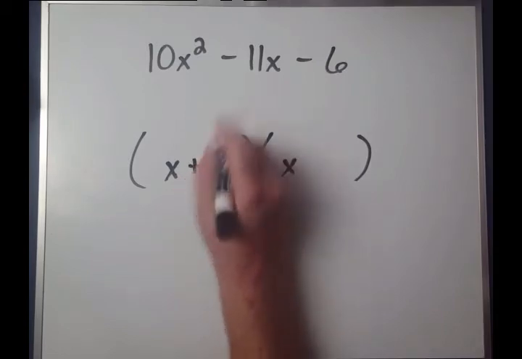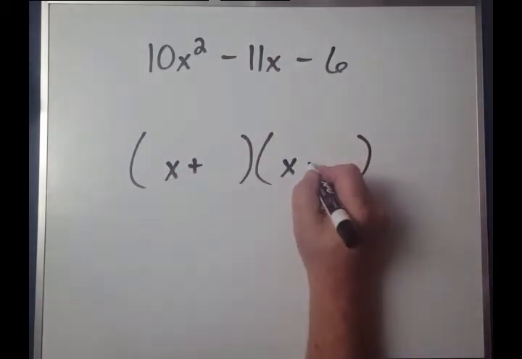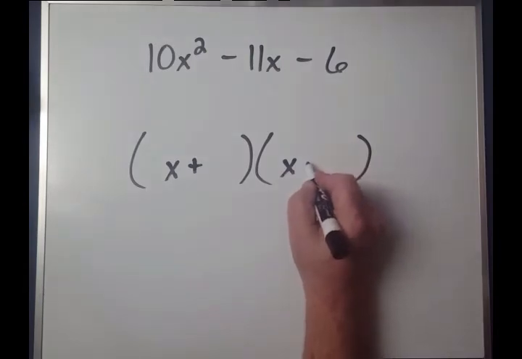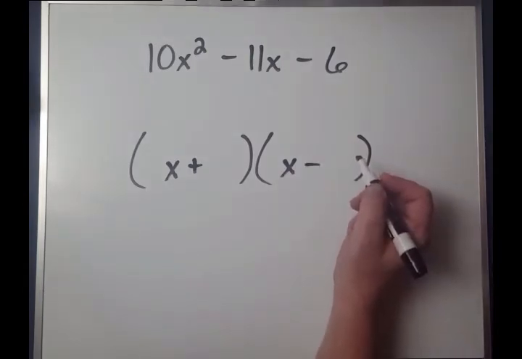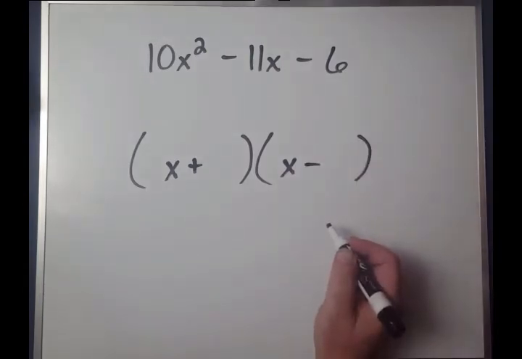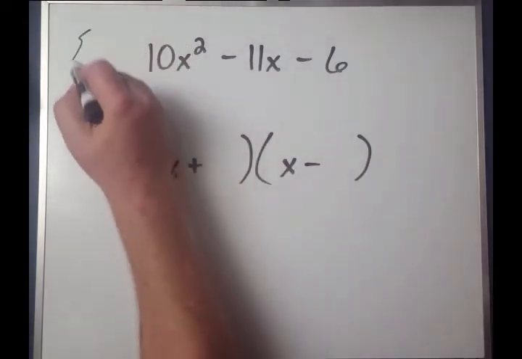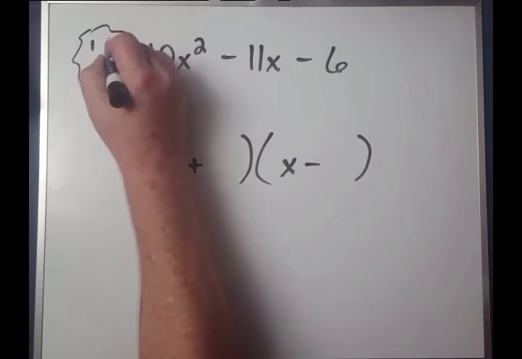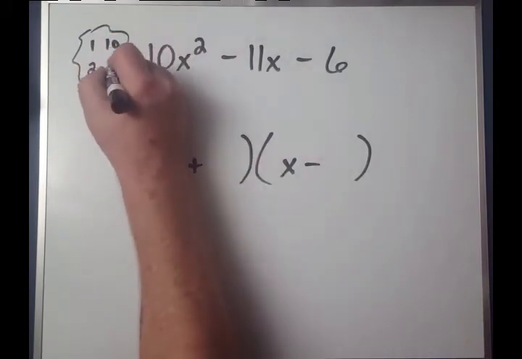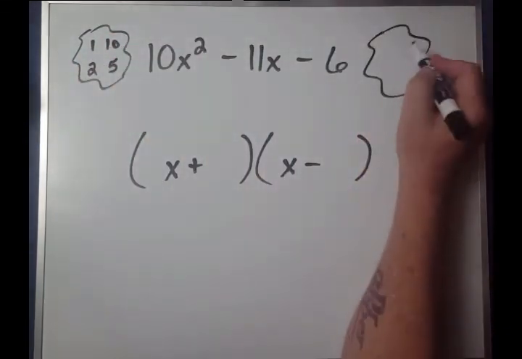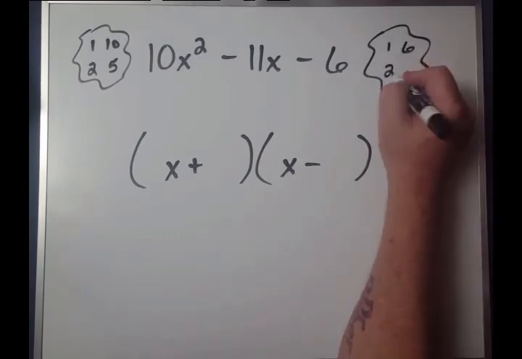Oh, I forgot to tell you what that thing meant. Let me tell you in this one then what that middle sign means when you've got opposite signs. Let's wait till we get to the end of the problem. Now, we've got a couple ways to approach this. This 10 could be a 1 and a 10, or it could be a 2 and a 5. This 6, we could try 1 and 6, or we could try 2 and 3.